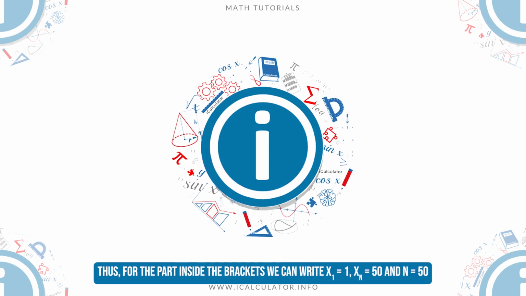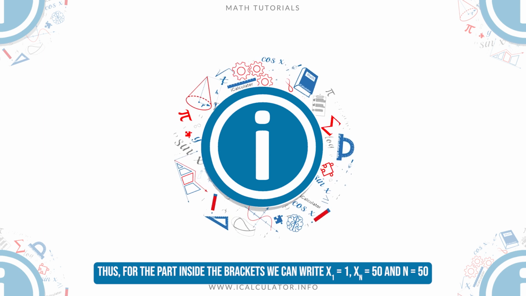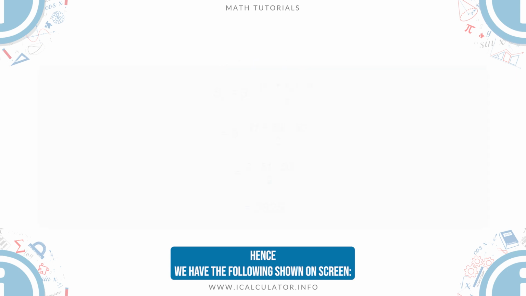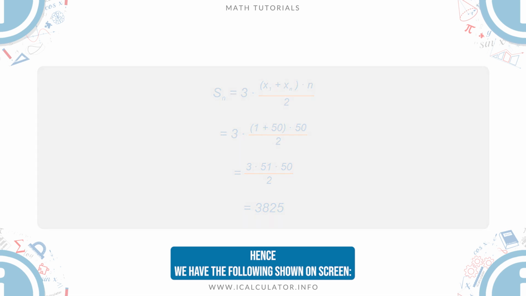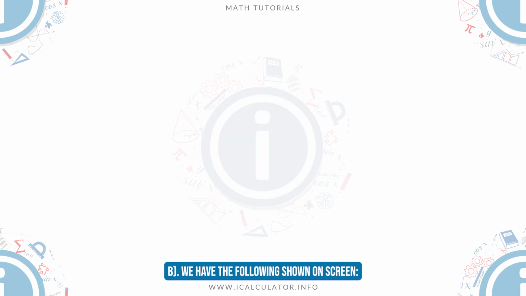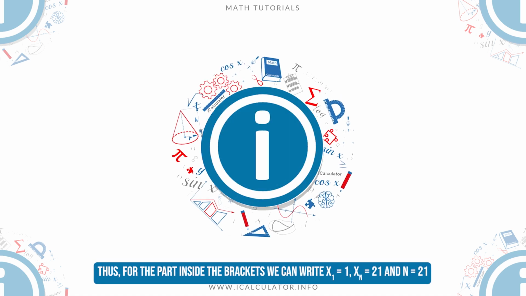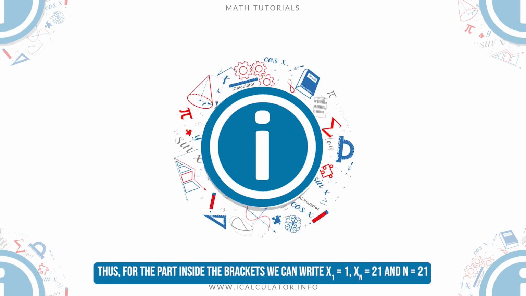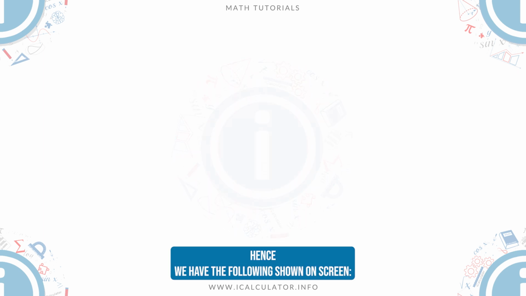Thus, for the part inside the brackets we can write x1 is equal to 1, xn equals 50 and n equals 50. Hence, we have the following shown on screen. B. We have the following shown on screen. Thus, for the part inside the brackets we can write x1 is equal to 1, xn equals 21 and n equals 21. Hence, we have the following shown on screen.